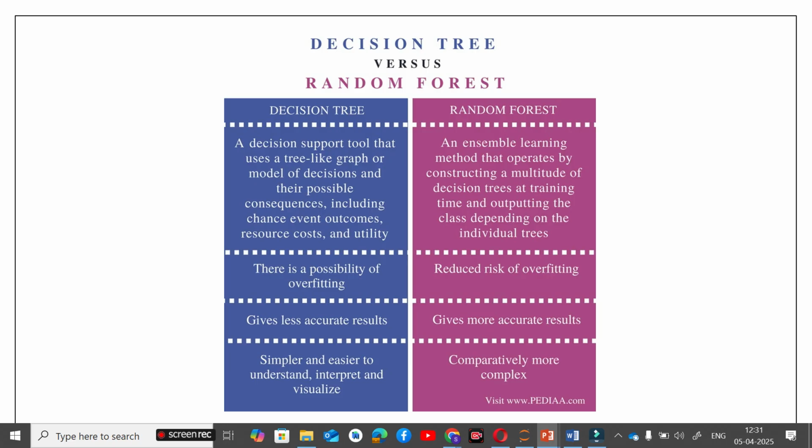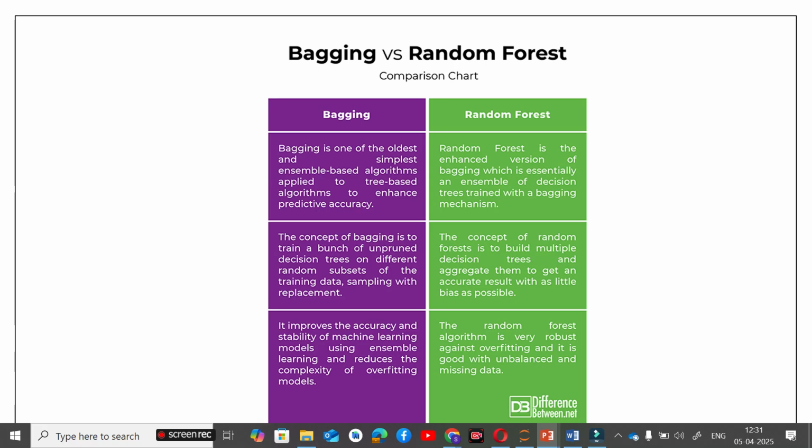So you have to understand when to use decision tree and when to use random forest, what makes decision tree different from random forest, and what makes random forest different from decision tree. Both are tree models, right? But which model to use depends on the nature of the business problem, whether you want a more interpretable model or you are targeting accuracy. If you want more accuracy, then go with random forest. Okay, so the bagging and this random forest improve the accuracy and the stability of machine learning models using ensemble learning. The random forest algorithm is very robust against overfitting, and it's good with unbalanced and missing data.